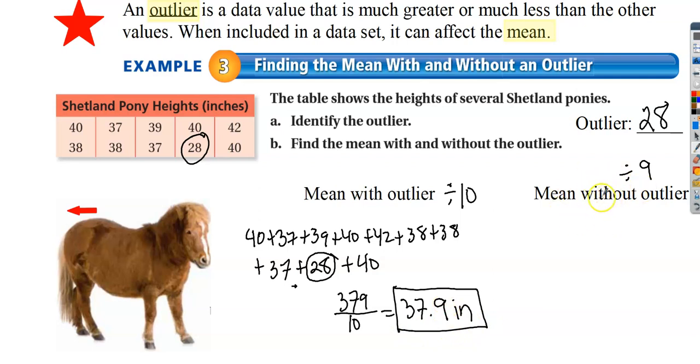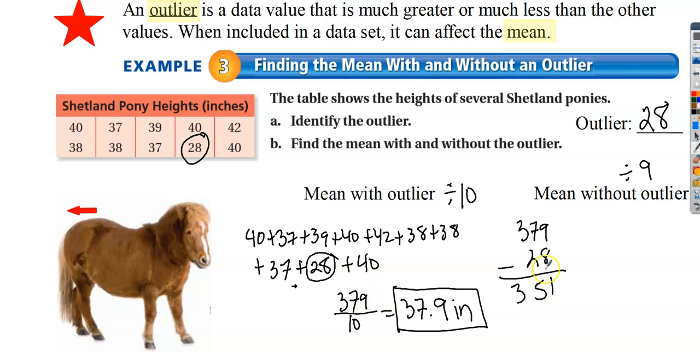Now I'm going to find the mean without the outlier. Here's an easy thing that you can do. You can add up all the numbers, not including the 28. If I have 379, because I've already added all those numbers, I could just subtract the 28, right? Because that's the outlier that I'm getting rid of. So I just thought I would show you that you don't have to add up all the numbers again, if you're confident that the sum of all of those numbers is correct.